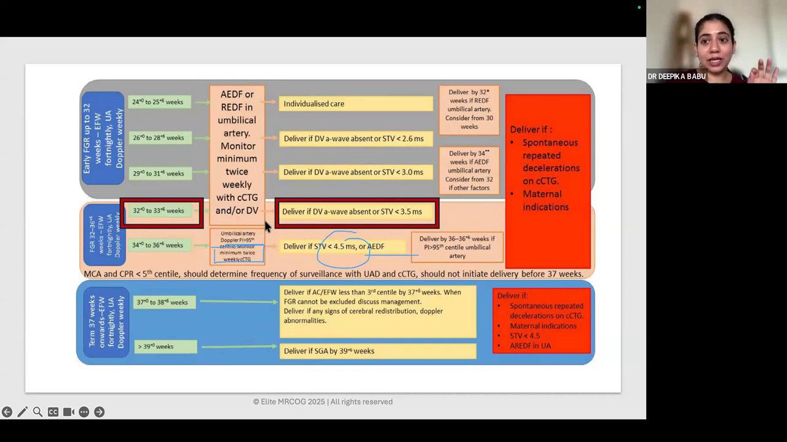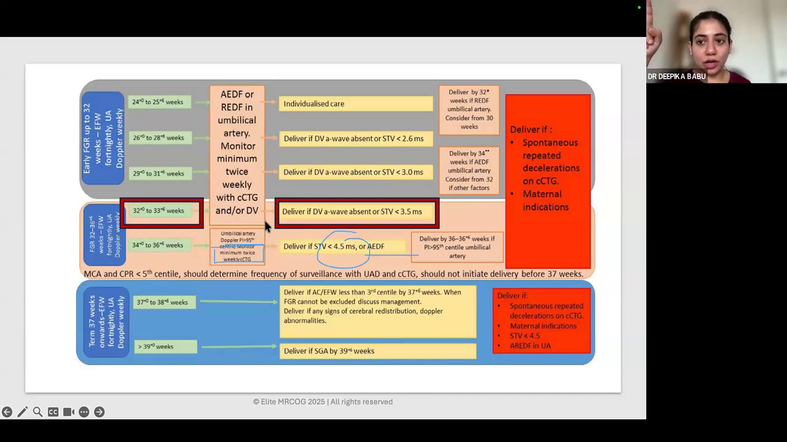If it is only the pulsatility index more than 95th centile, keep calling them twice weekly for the computerized CTG. And if it remains the same even up till 36 to 36 plus 6, induce them at 36 to 36 plus 6 weeks. These are the three indications where you do the induction of labor. Number one, late onset FGR between 36 to 36 plus 6 weeks, umbilical artery Doppler more than 95th centile, that means end diastolic velocities are present. Then induction of labor using mechanical methods.